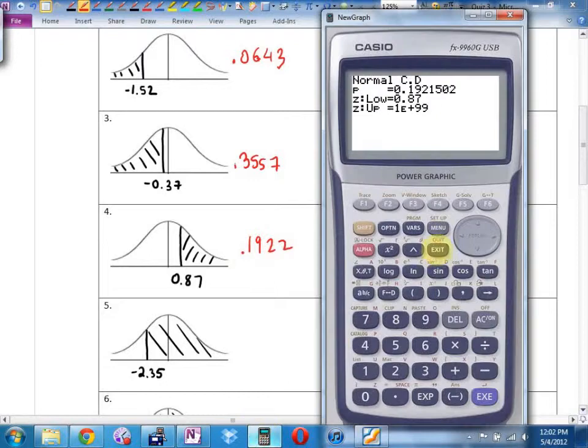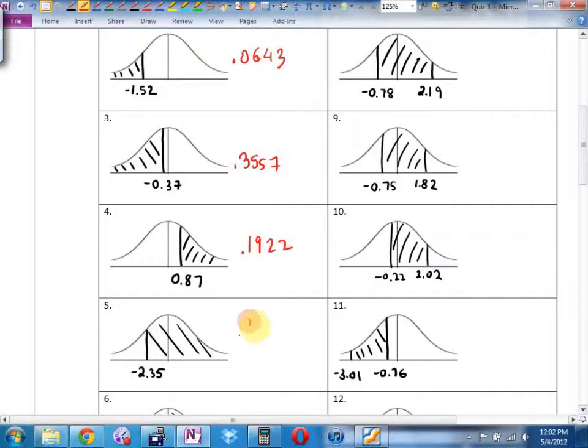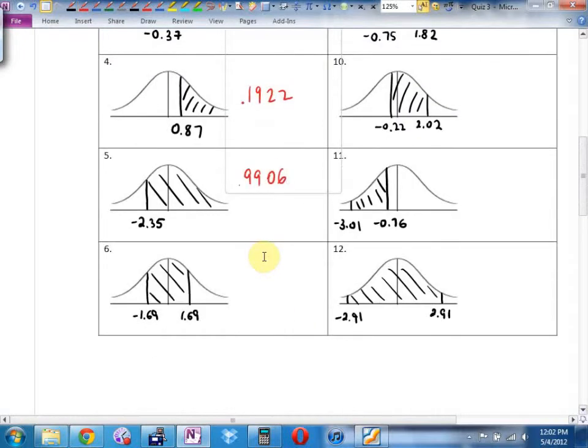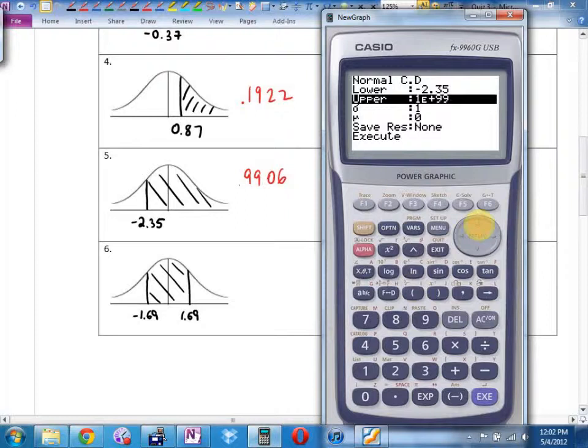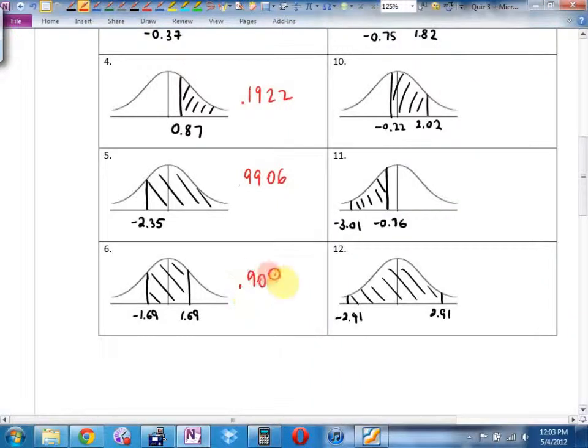My lower value is negative 2.35. Upper value is that. 0.9906. Almost everybody. 99% of the population. Oh, and an in-betweener. Lower value, negative 1.69. Upper value, positive 1.69. 0.90. Well, I guess this 7 would round this 9 up to a 10, which would bump the 8 up by 1. I think 0.9090, technically.